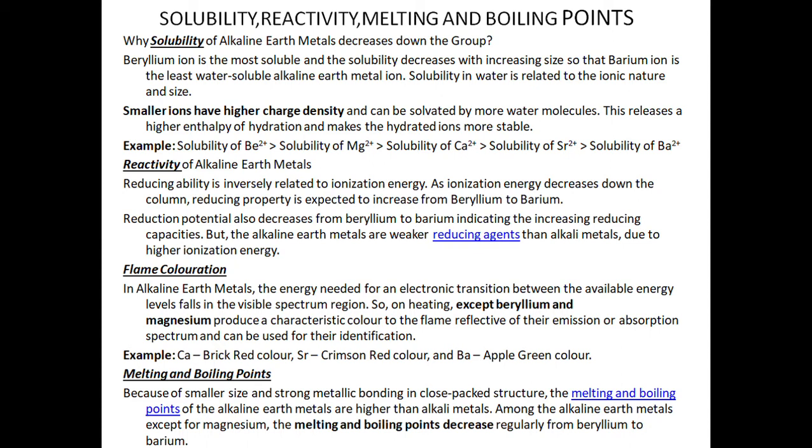Now we see the melting points and boiling points also vary for different elements because of the smaller size and strong metallic bonding in close packed structure. The melting and boiling points of the alkaline earth metals are higher than the alkali metals. Among the alkaline earth metals except for magnesium, the melting point and boiling points decrease regularly from beryllium to barium. So these are the physical properties of alkaline earth metals compared to alkali metals and itself in the group, both for the first A and second A groups of the S block elements.